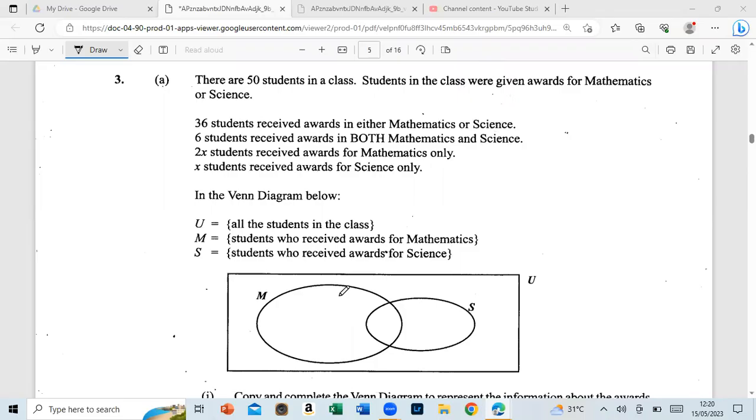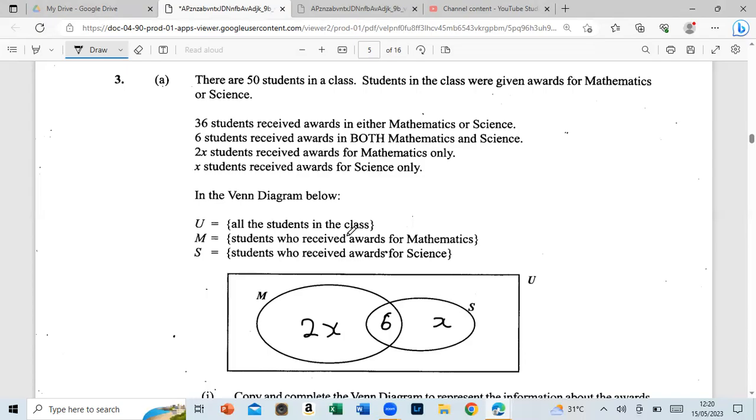Alright, so it's a total of 36 students. 6 students receive an award in both mathematics and science. So you can put the 6 right here. That's for both. 2x students receive awards for math only, so I'm going to put that there. And it says x students receive awards for science only, so I'm going to put this here.